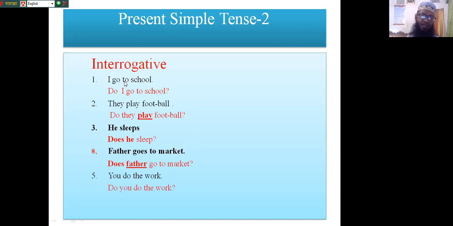To make it interrogative, we have to use the auxiliary verb at the beginning of the sentence. So the auxiliary verb comes according to the subject and verb. When the subject is not third person singular, I have used do. When the subject is third person singular, I have used does. Okay, understand? Next procedure.